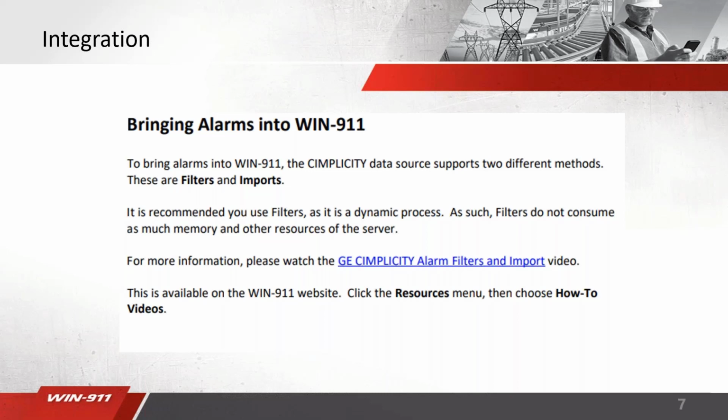They're dynamic. What I mean by that is, I'll show you a demo, but you can just search for a specific keyword. Tank one, tank two, and tank three can all be found with just the word tank and a wildcard. So if you ever add more alarm points on the Simplicity side, you don't have to go manually add those as a point specifically in WIN-911. It would dynamically catch anything in your filter that matches that criteria you've set up.